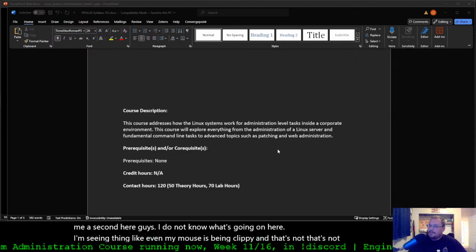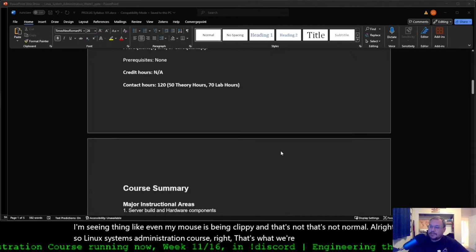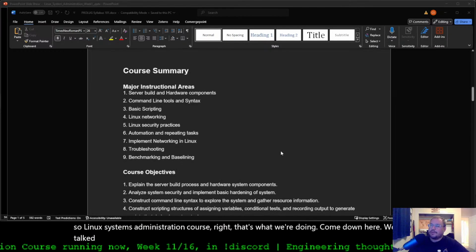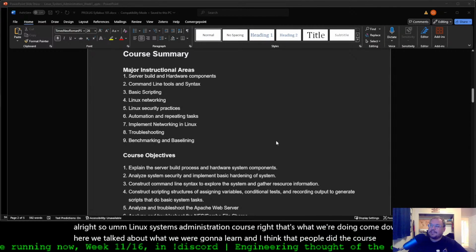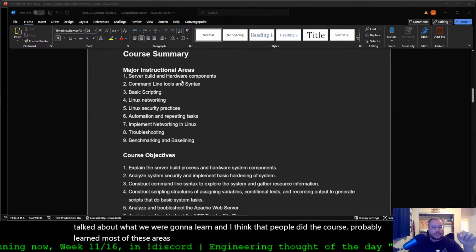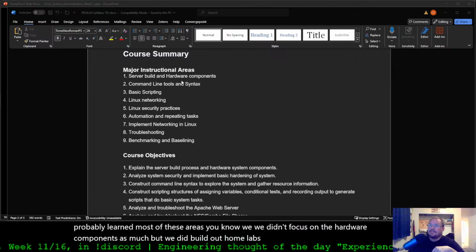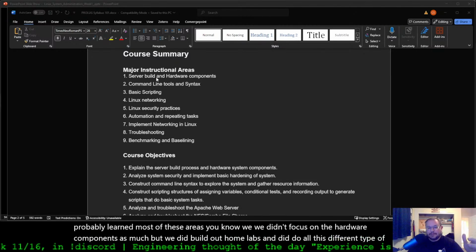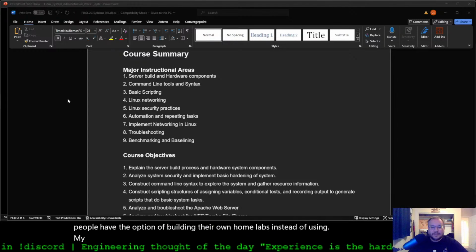All right, so Linux Systems Administration course, right? That's what we're doing. Come down here, we talked about what we were going to learn, and I think people who did the course probably learned most of these areas. We didn't focus on the hardware components as much, but we did build out home labs and did all this different type of stuff. People had the option of building their own home labs instead of using my labs or some of these other systems that were in there.